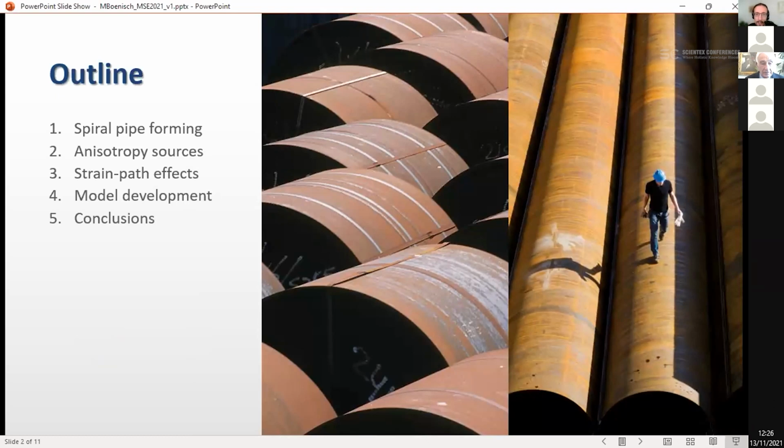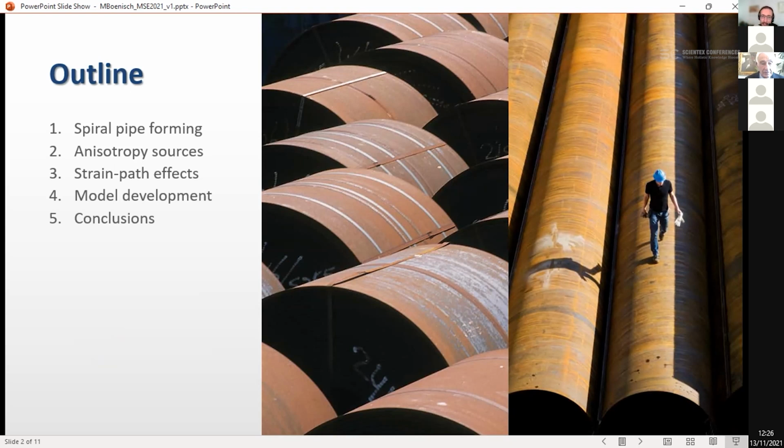I will start by giving a brief introduction into the spiral pipe forming process. So this is the background of the study. I will then go over to talk about different sources for mechanical anisotropy in pipeline steels. Then talk a little bit about strain path effects in these steels, and in particular about the Bauschinger effect, because as we will see, the Bauschinger effect is very large in these materials, and that is a true challenge for simulations. Then I will go through the model development and present a few conclusions in the end.